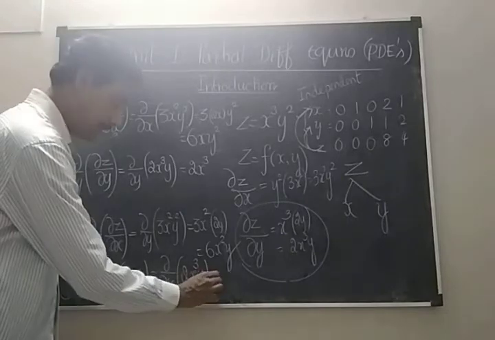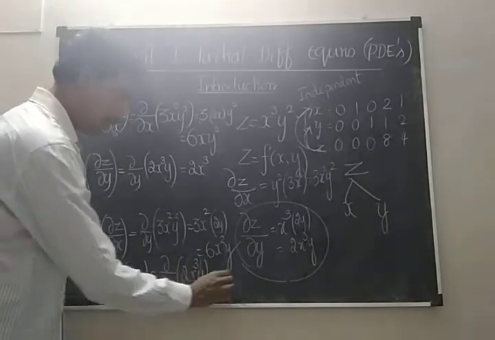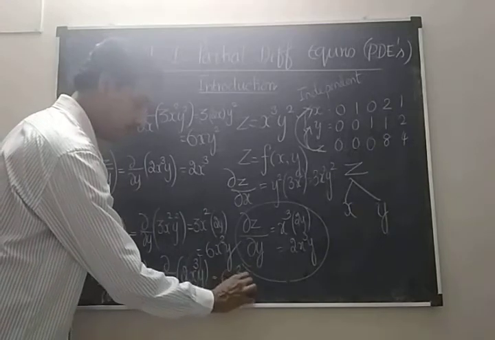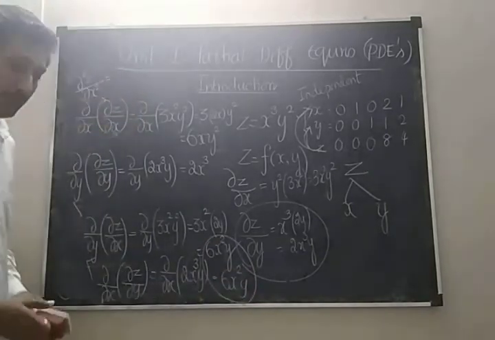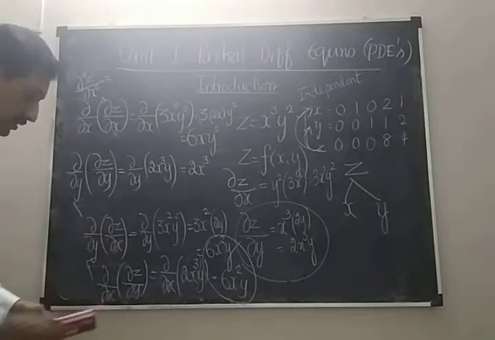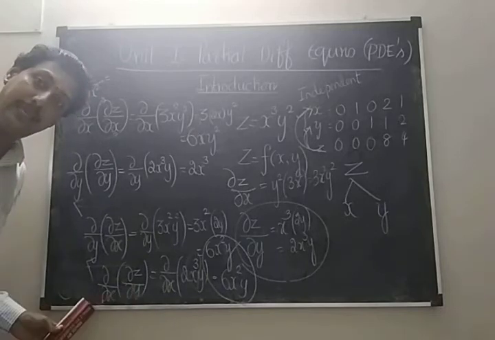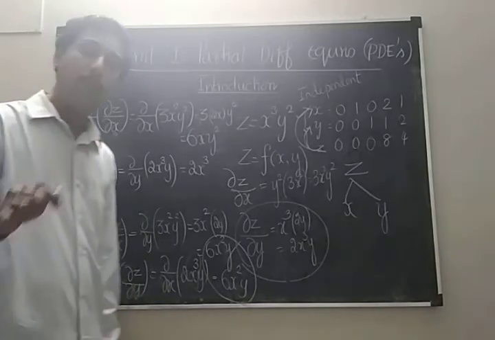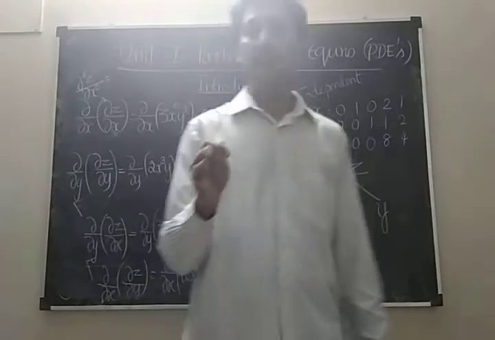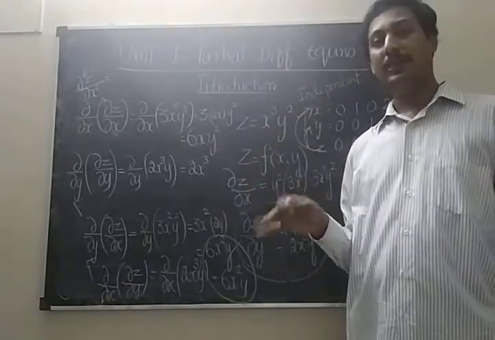So this is equal to, what is the x³ differentiation? 3x². So 2 into 3x² is 6x²y. So I think it's the same. So this is called the mixed partial derivatives. When we go from first x then y, or first y then x, both are same. This is called mixed partial derivatives. This is same for any functions.